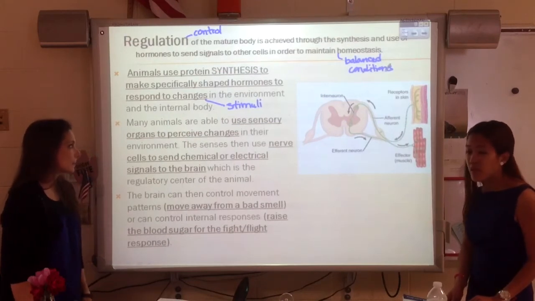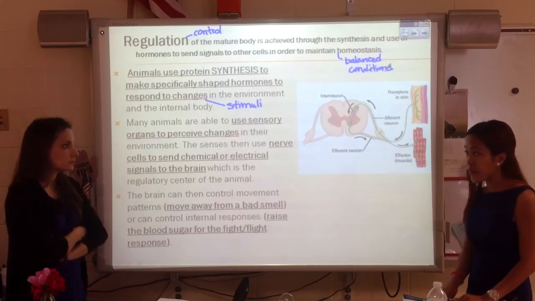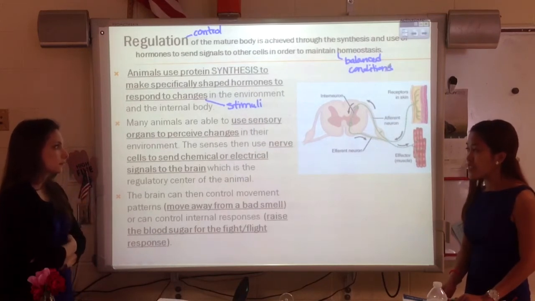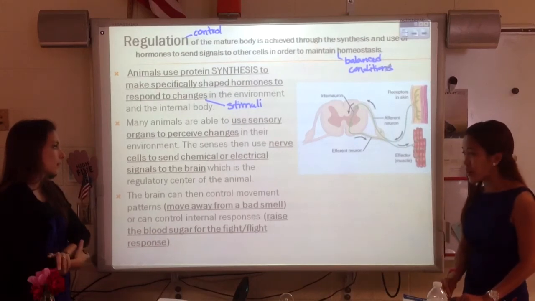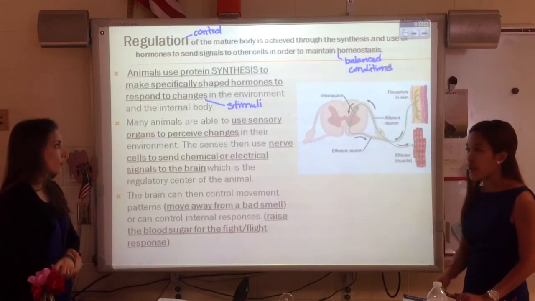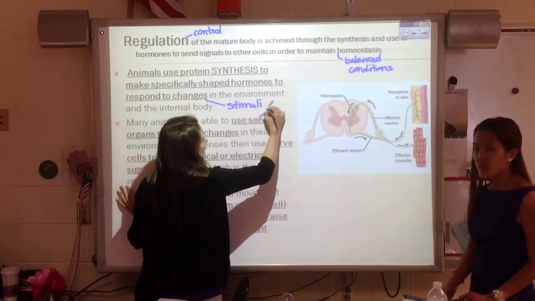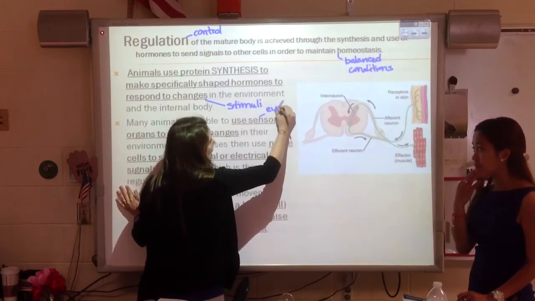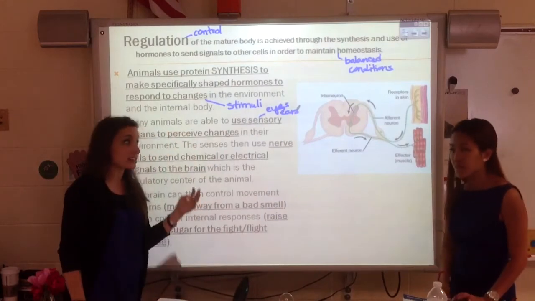So many animals are going to be able to use sensory organs to perceive changes in their environment. The senses then use the nerve cells to send chemical or electrical signals to their brain, which is the regulatory center of the animal. So just a reminder, sensory organs are things like eyes and ears and taste and touch.